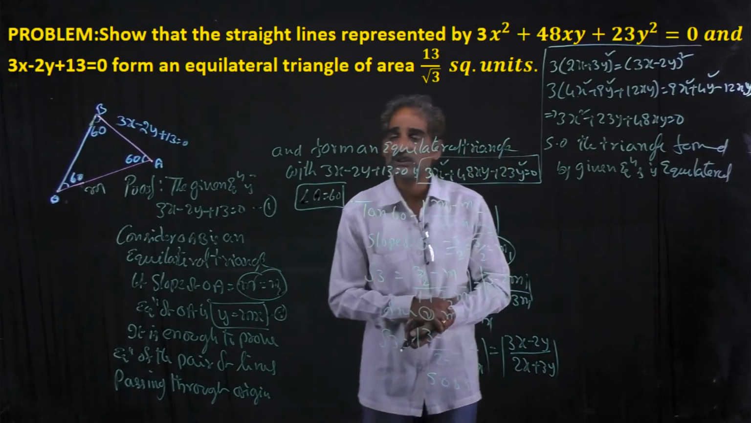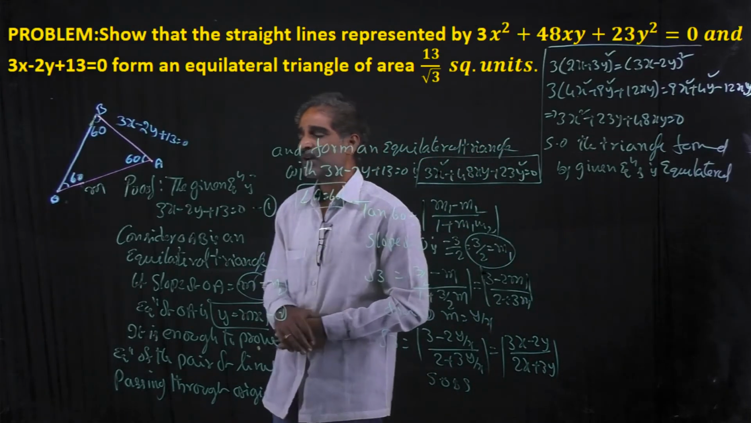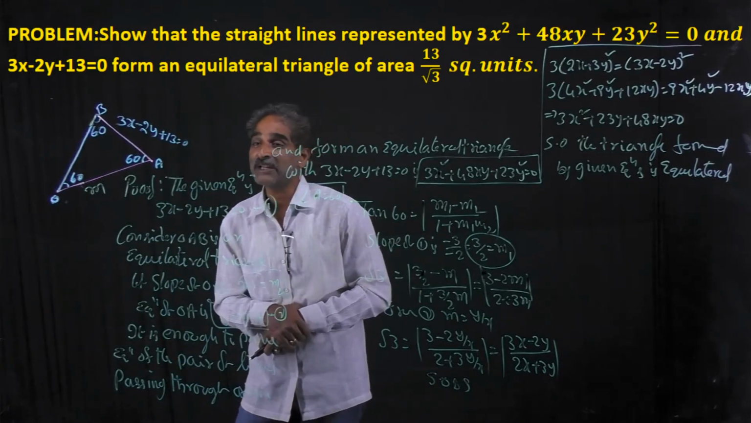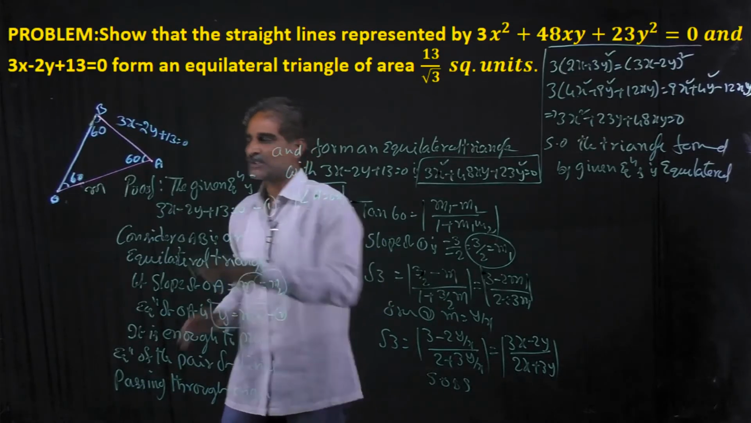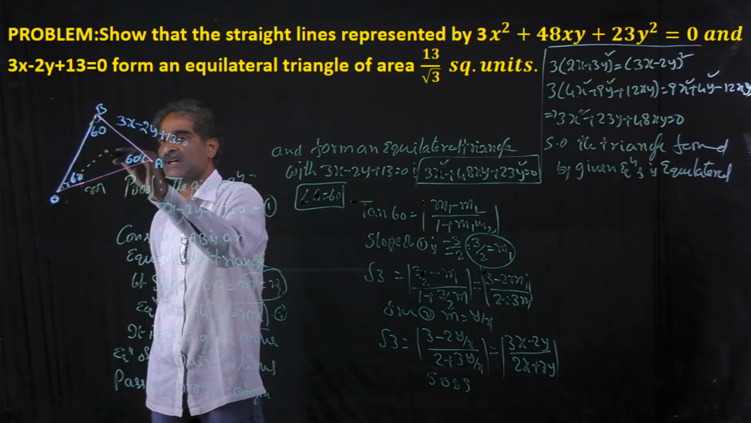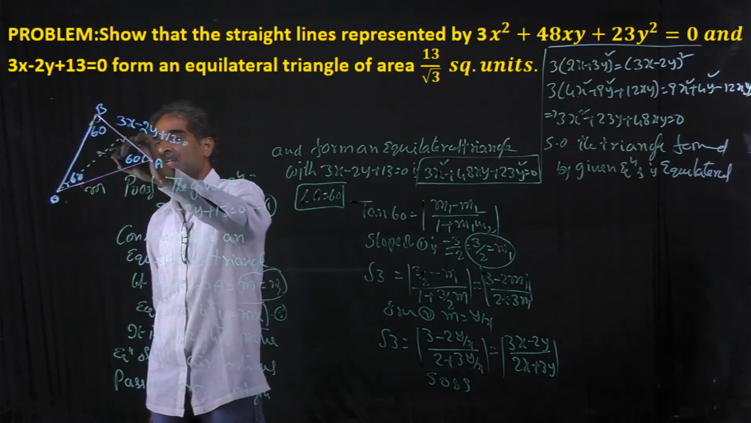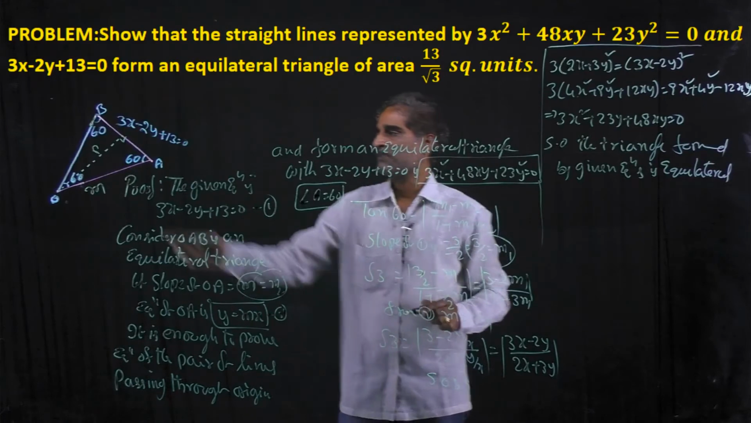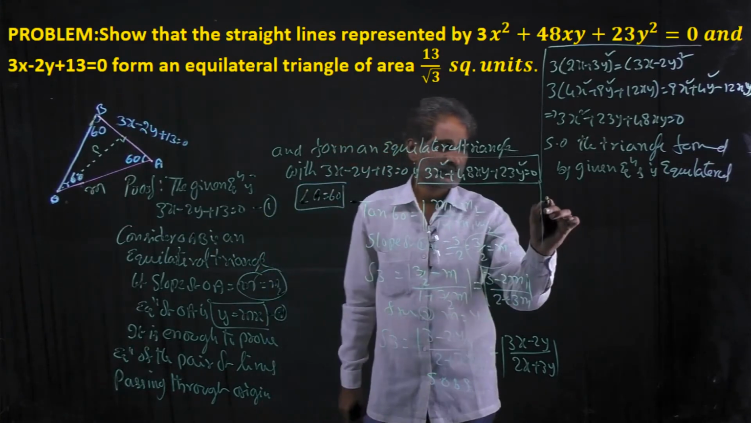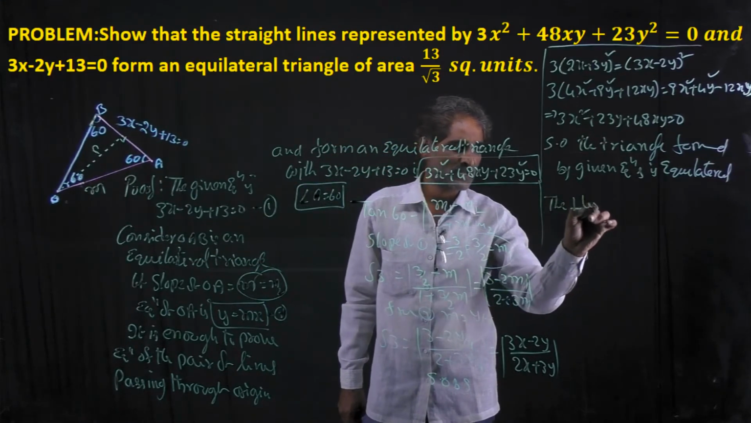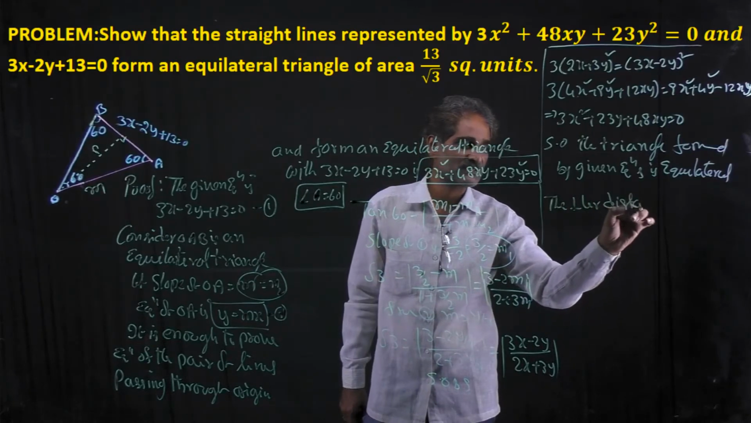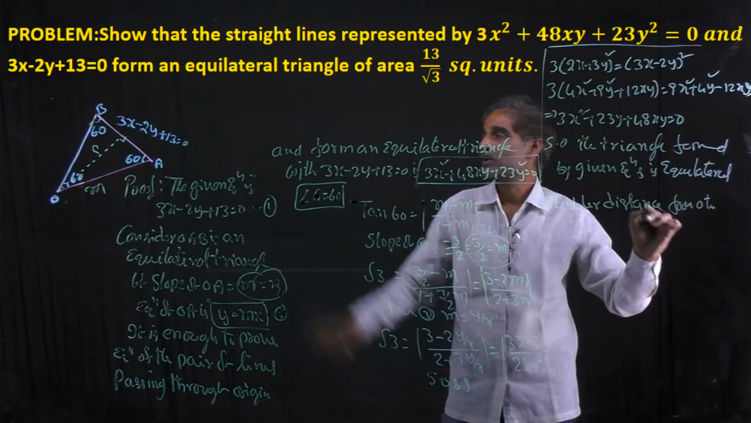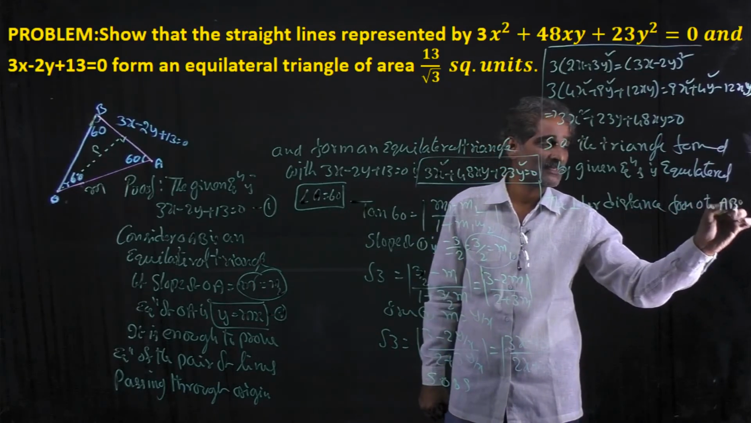Now we have to find out the area. All of you know, if the triangle is equilateral and the height is p, the area of the equilateral triangle is p square by root 3. So draw the perpendicular from origin to AB, let it be P. Just find out P. The perpendicular distance from O to the line AB is P.